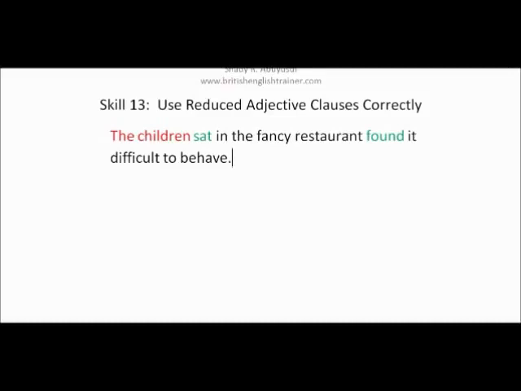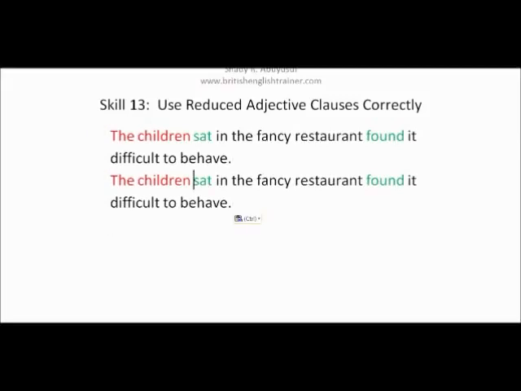Why? We've got two verbs, one subject, no connector. That's a mistake. You can't have two verbs in a sentence without a connector. So the children sat, that's a verb, and found, that's a verb. Well, the right answer is, we need to think of the original form of that sentence. Let me show you the original form of this sentence. Originally, this sentence was like this.